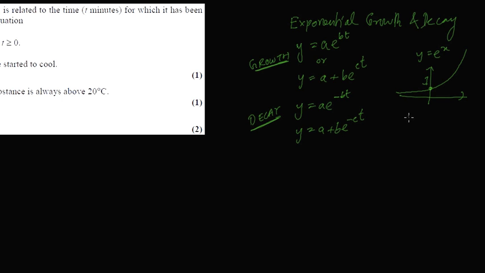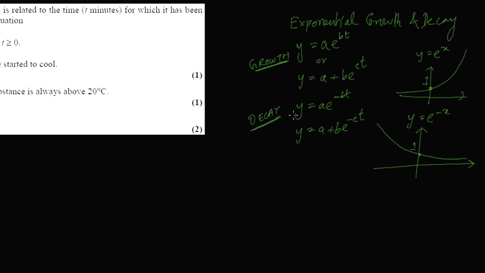Decay corresponds to the sketch of y equals e to the power minus x. It's a transformation of f of minus x. That means it's a reflection on the y-axis, and it looks like this. You just reverse this. Let me draw it a bit more properly. If you reflect this on the y-axis, it looks like this. So this is what it looks like.